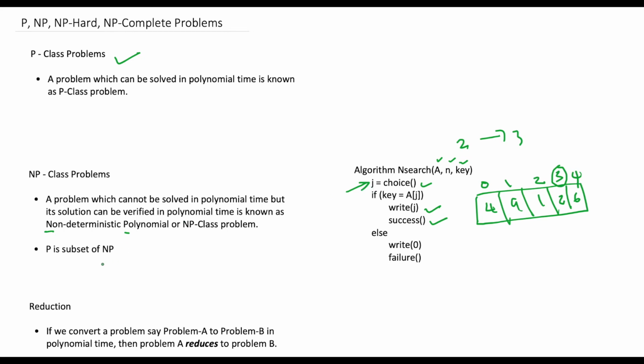And another point is P is a subset of NP. We have a broad category called NP type problem, which is taking a non-deterministic polynomial time, which currently has exponential time complexities. As and when you find a solution in terms of polynomial time, it is moved to a category called P. So P is a subset of NP.